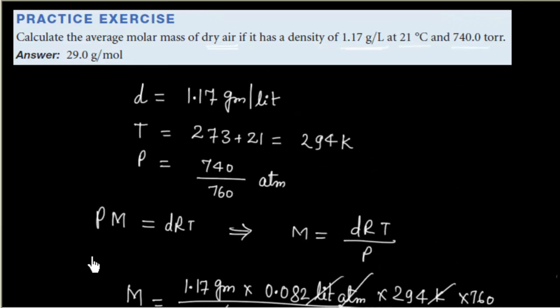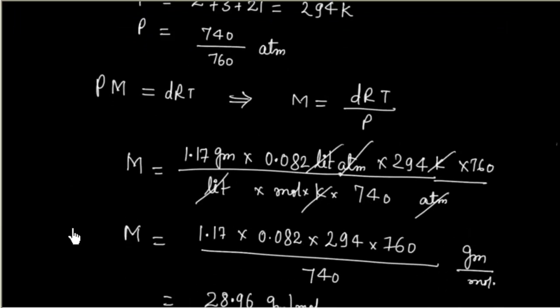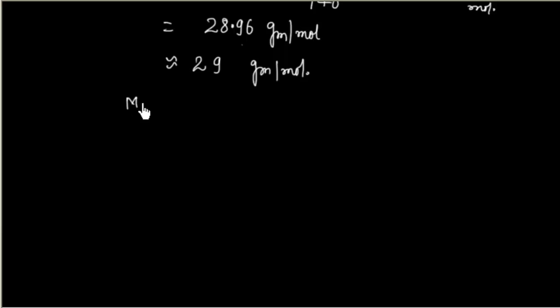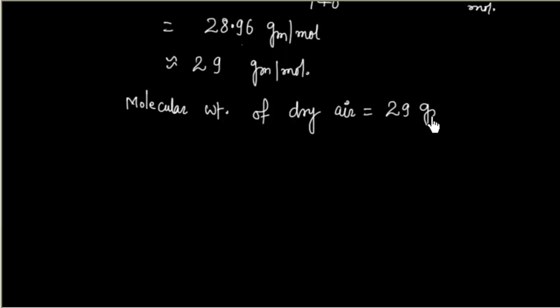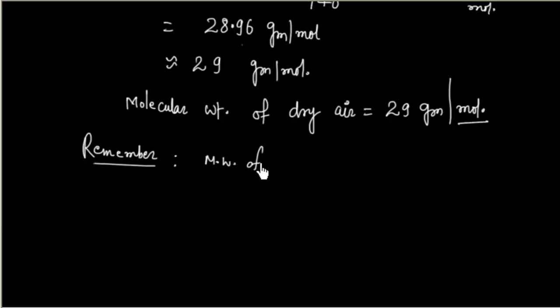So you see the molecular weight of dry air is around 29 gram per mole. And this value sometimes we have to remember. If you remember this value, that the molecular weight of dry air is 29 gram per mole, you can solve many problems. So try to remember this value.